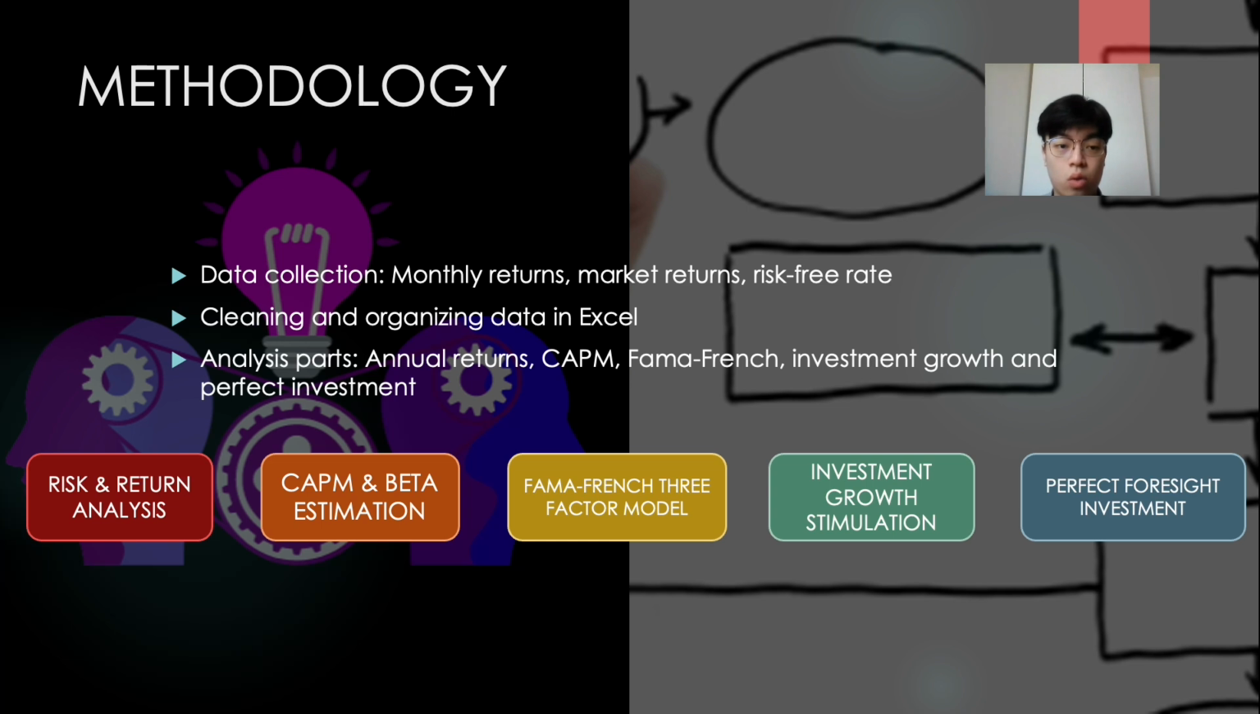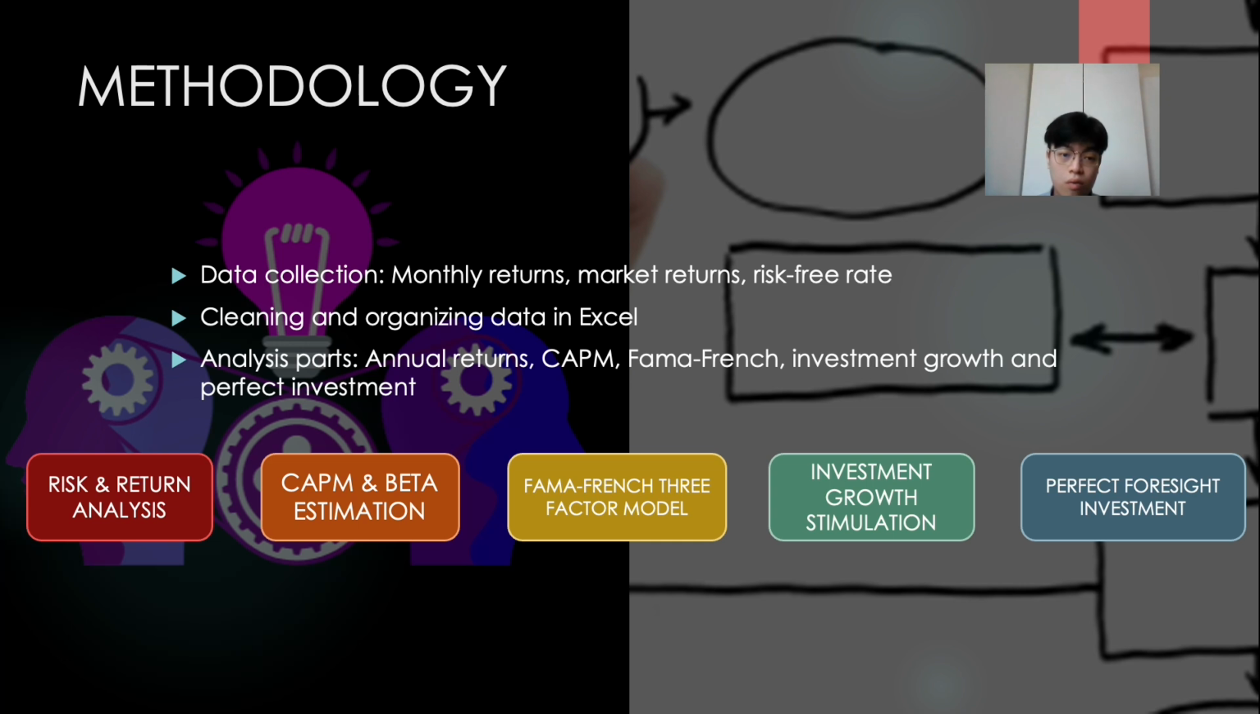Okay, so let's talk about how we do this. We collect the monthly stock return data from these 12 companies, including the dividends, for the last 5 years, and we got the market returns and the risk-free rate data from the Fama French website, which is reliable. After getting all this data, we clean it up and organize it in an Excel workbook.